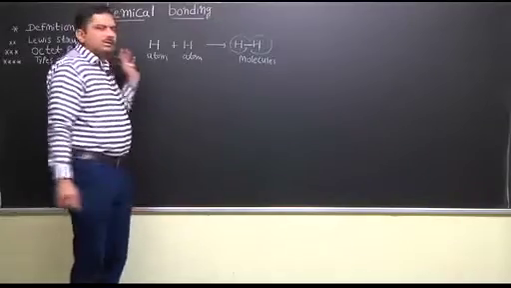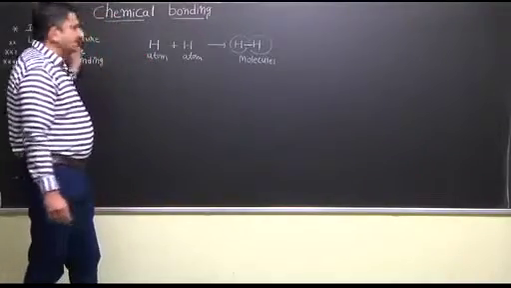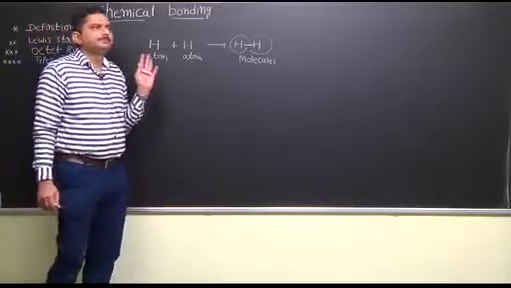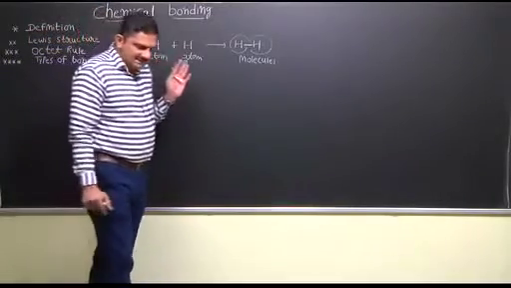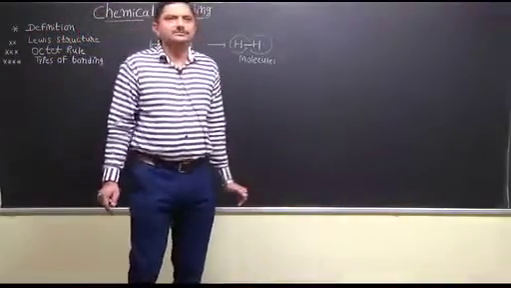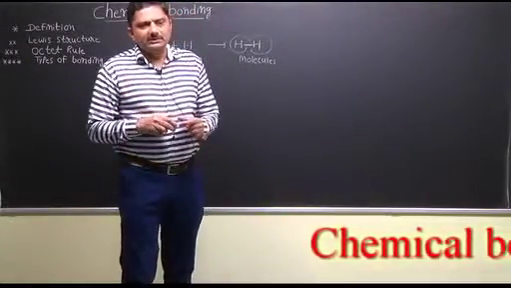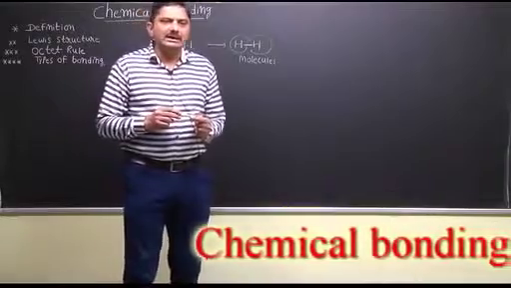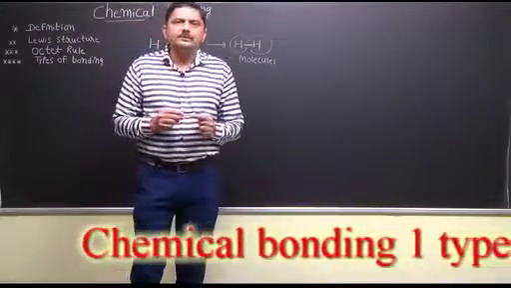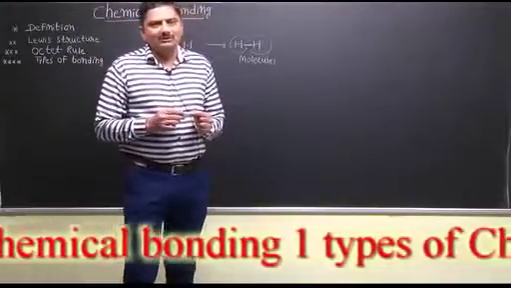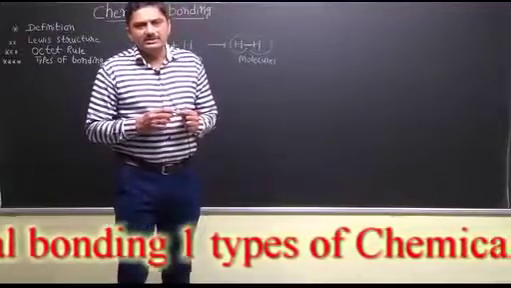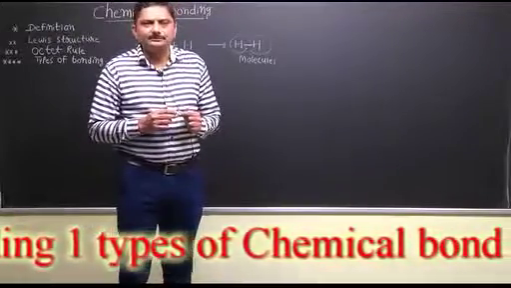Now, the second topic we discuss is the Lewis structure. Scientist G. N. Lewis represented valence electrons in the form of dots near the symbol of the element. This is known as the Lewis structure.